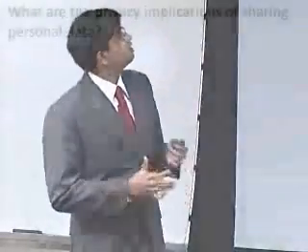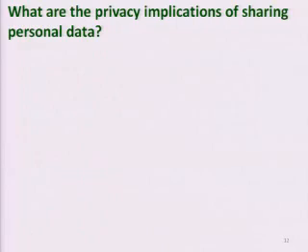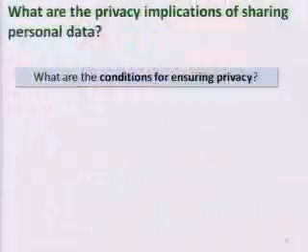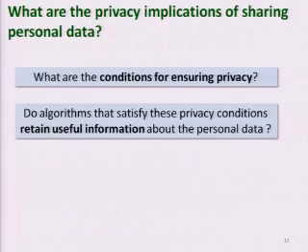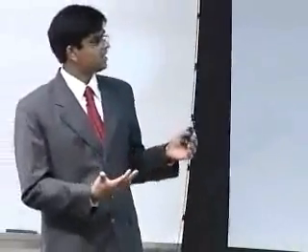So in order to understand the privacy implications of sharing personal data, we need to answer two important questions. First, are there quantifiable notions of privacy that lead to simple enforceable conditions with which you can check whether an algorithm breaches privacy or not? And secondly, remember that the whole point of this exercise is to extract useful information. So do algorithms that satisfy these privacy conditions retain useful information about the personal data? In this talk, I'm going to answer both these questions.